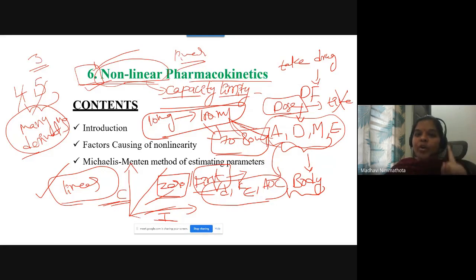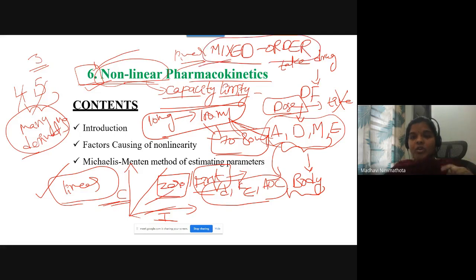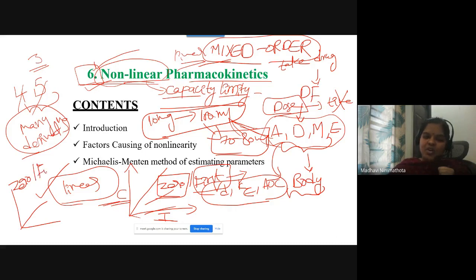One more important name for nonlinear pharmacokinetics is mixed order kinetics. These are very important. From the exam point of view, they may ask about mixed order kinetics, nonlinear or capacity limited. These three are synonyms to each other. Why are these also called mixed order kinetics? In some cases it will follow zero order, and in some cases first order.